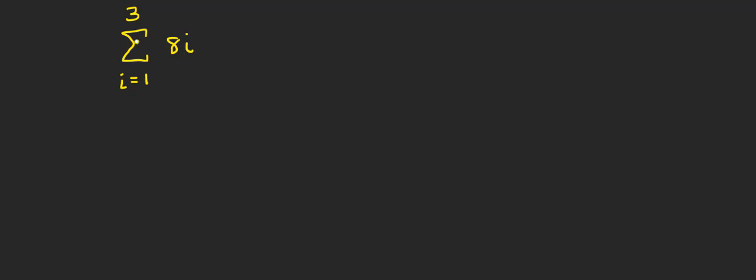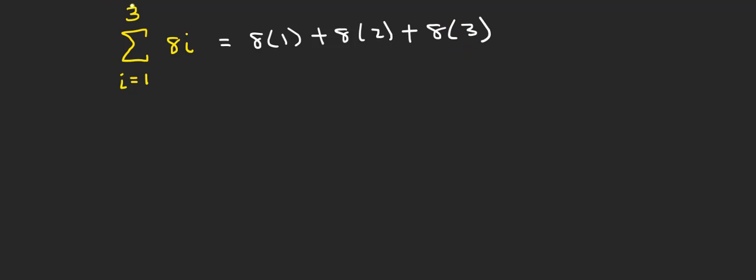So we have a summation from i equals 1 to 3 of 8i. So what will be the answer to this? Well, we're starting with the lower limit, which is 1. So instead of i, we're going to plug in 1. So we get 8 times 1 plus, what's the next term? Well, the next number that comes after 1 is 2. So 2 times 8. And after 2, the next number is 3. And notice, that is the upper limit. So we are going to stop at 8 times 3.